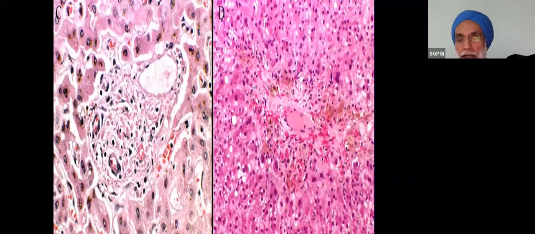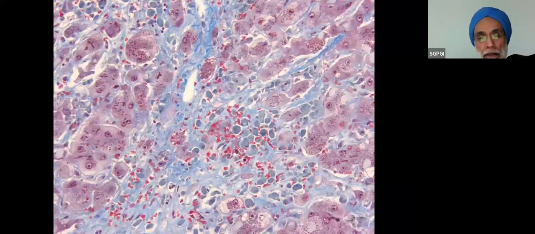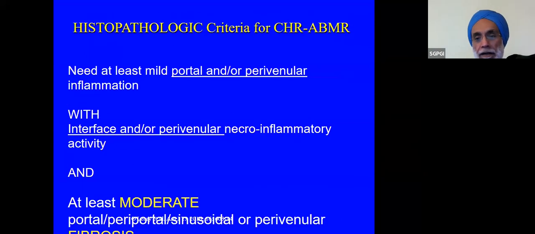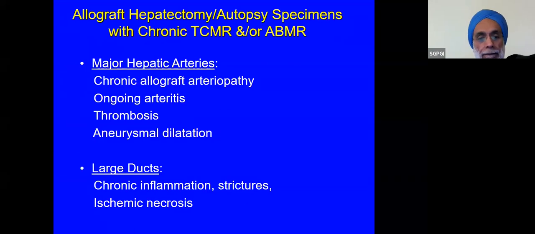So chronic rejection in the liver cannot be diagnosed as readily as in the kidney, because most of the time the arteries are not available for evaluation, the large ones at least. And this is the later stage of chronic rejection with perivenular sclerosis and dropout. And I think I can skip many of these criteria because they have already been covered.